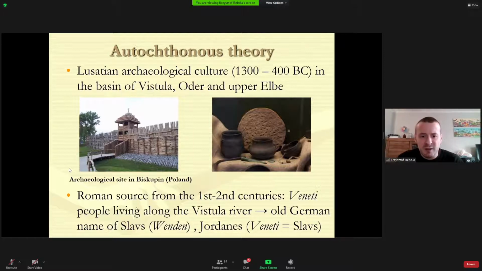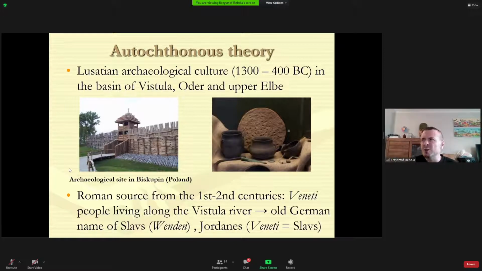And there are also some Roman sources from the 1st and 2nd centuries who know the presence of Veneti people living along the Vistula River. And for example, some old German name of Slavs is Wenden. Okay, Germans called Slavs Wenden. Okay, even I think until now in Germany, the Lower Sorbian speakers in Germany are called Wendish people. Okay. And there's also, I think, until 19th century, Slovenes in the Alps were called by the German speakers Winden. Okay, so you can see.